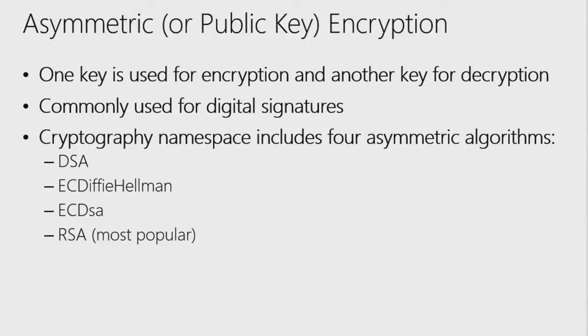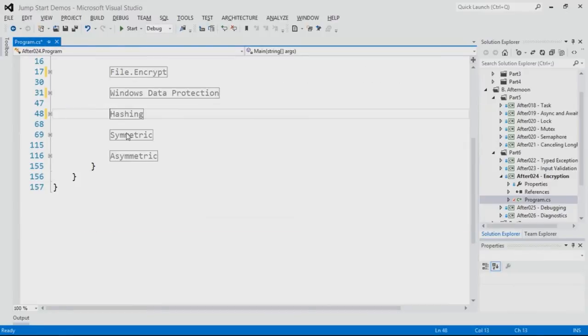And so if we look at the cryptography namespace for the asymmetric algorithms, there are 4. All 4 of these are safe. They produce sufficiently encrypted information that you can trust them. However, the RSA algorithm seems to be the most popular, and that's the one we'll look at in a moment. Great. Let's take a look at the code. I'd love to see how it's all implemented.